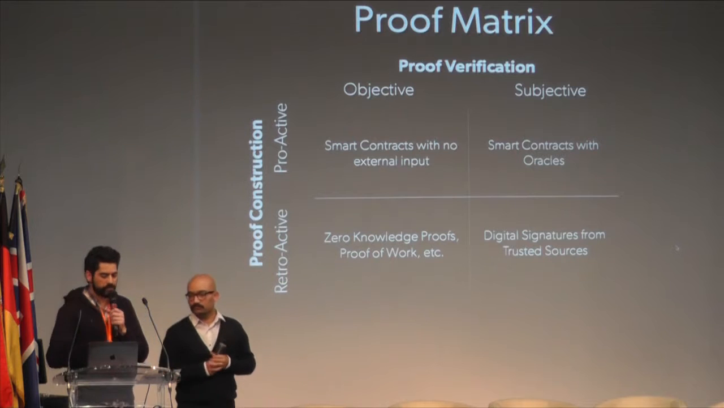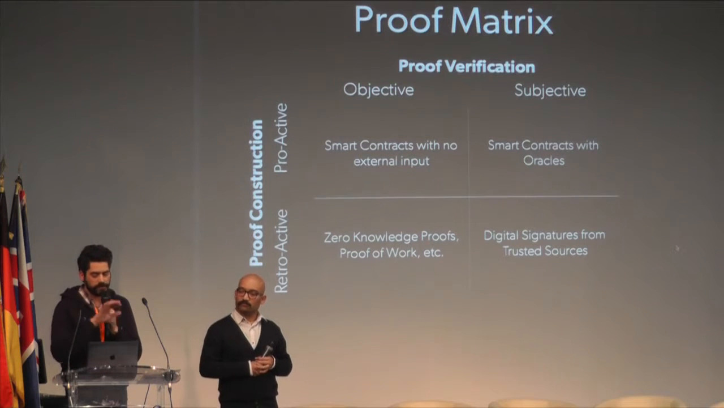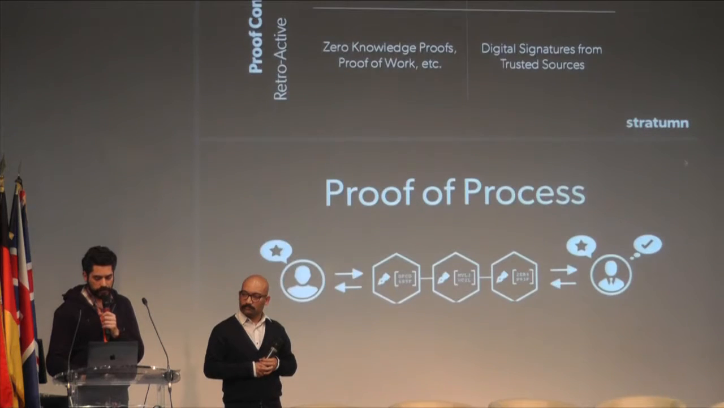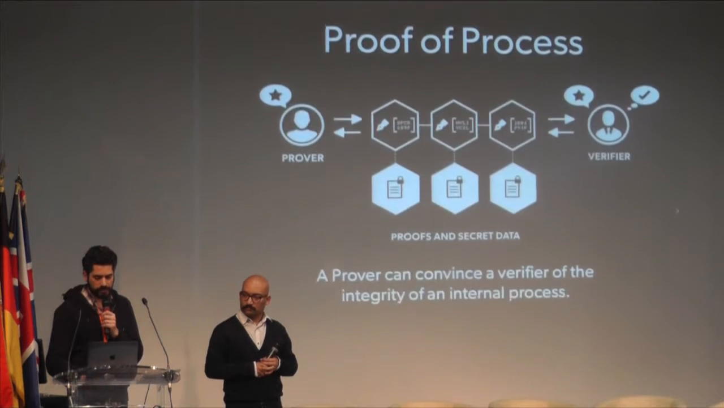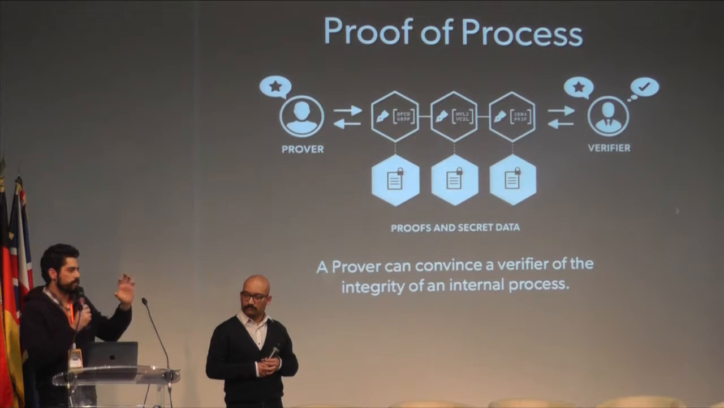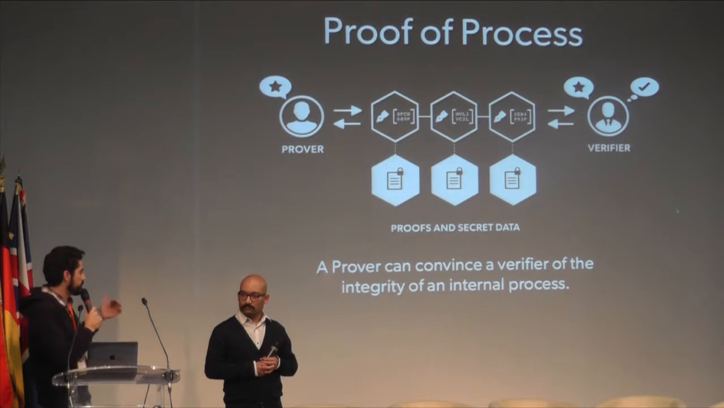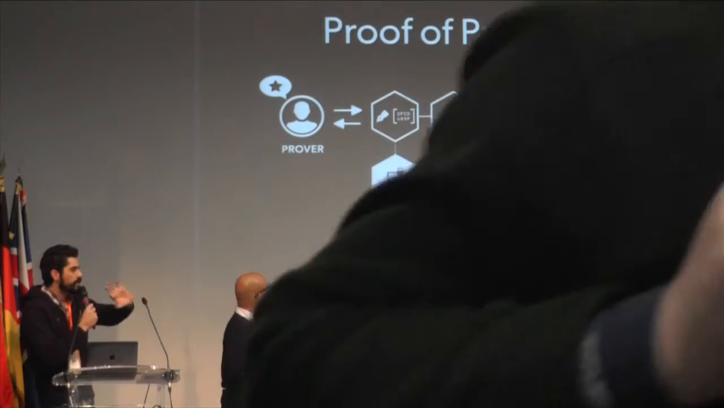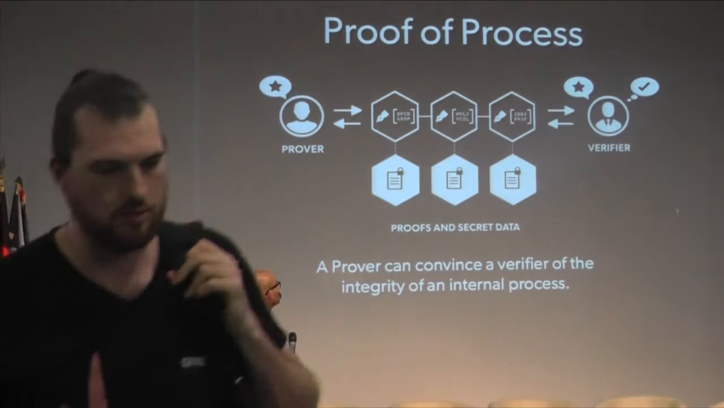Yeah, so building on this research and building on how we classify proofs and think about proofs, we've developed what we call the proof of process protocol, and this is where we're able to construct proof chains of different statements about reality or held secrets and things like that, and construct chains of proofs where we can convince a verifier of the integrity of a process, right?